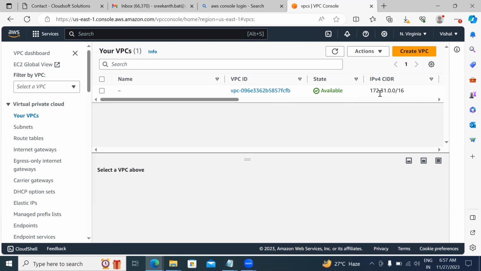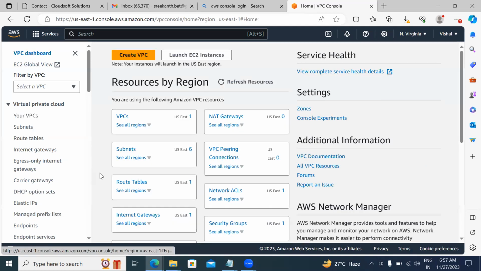Here also again we got 172 series only. Here why we got 6 subnets? Because in North Virginia by default we have 6 zones. Are you able to understand? So for each zone, they are giving one subnet. Yeah, by default we are getting all this.